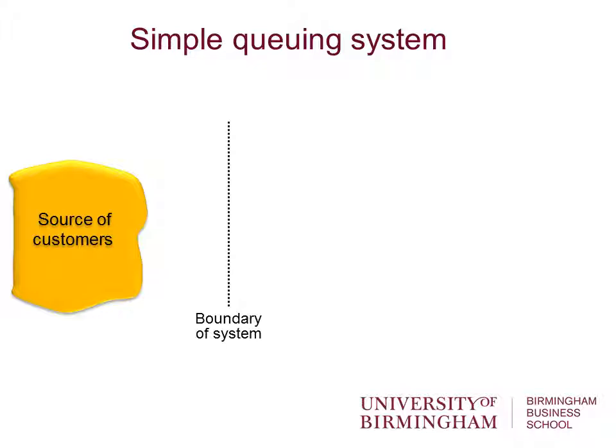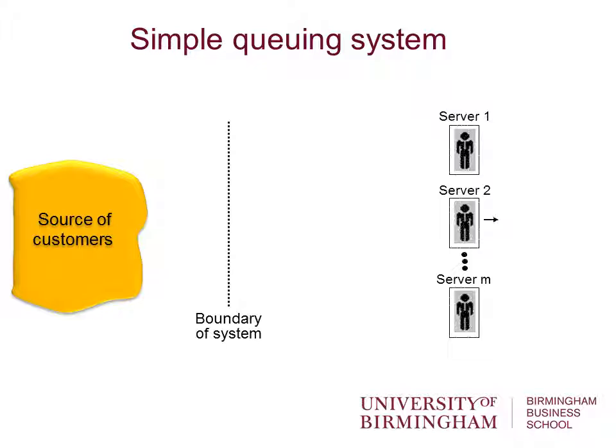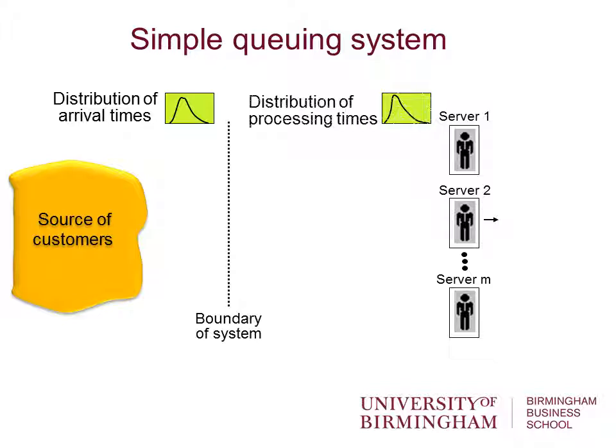Okay, so a queuing system can be seen as having a boundary. We have a source of customers or demand, and then we have a series of servers. Server 1, server 2, and so on. You can think of many examples where you see this, where servers are dealing with customers in retail, in call centres, and all sorts of situations. We have a distribution of arrival times, which we can measure, and a distribution of process times. How long does it take for each person to be processed through the system?